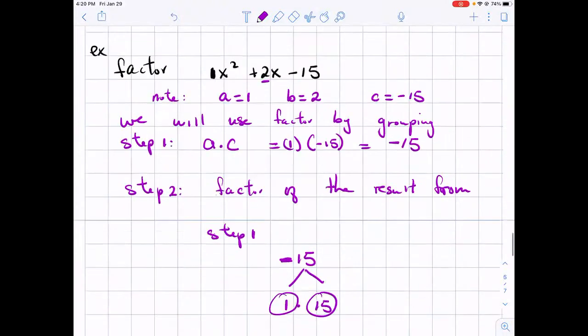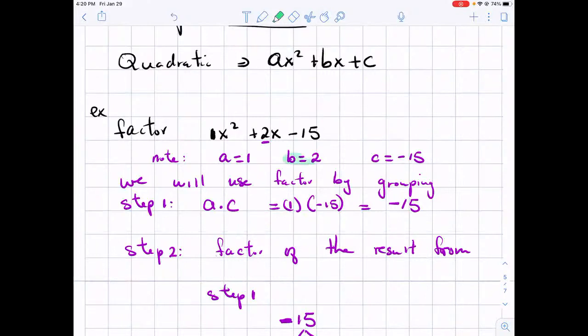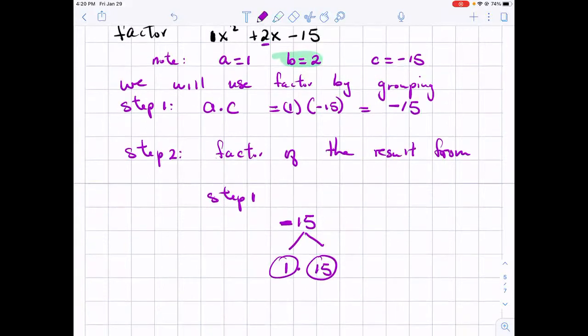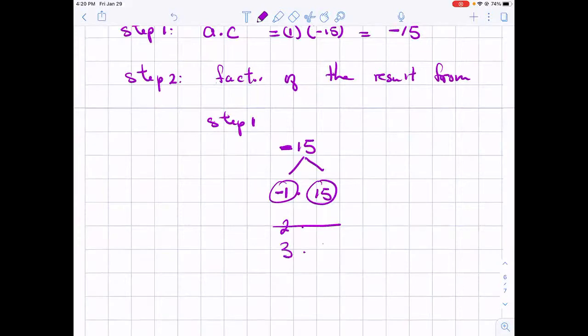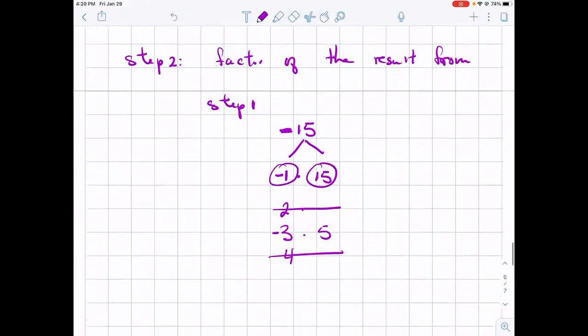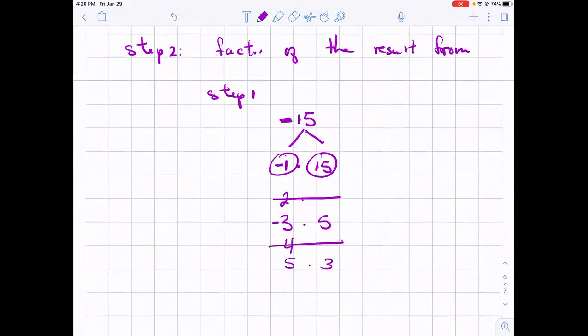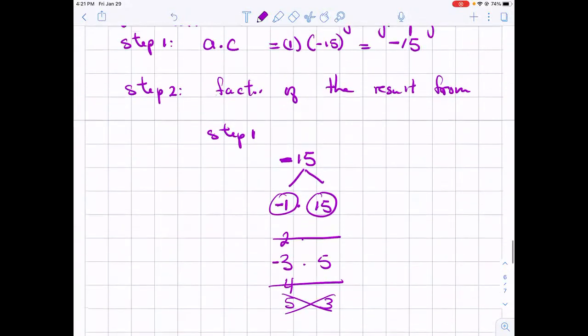How do you know which one is minus? Look at the B. If B is positive, the smaller number will always carry the minus. Okay? There is no 2, so 2 times nothing will give 15. 3 times 5, the smaller number should carry the minus. 4 times nothing. 5 times 3 is the same as 3 times 5, so we could ignore this. Okay? And once you list a few of them, we check.